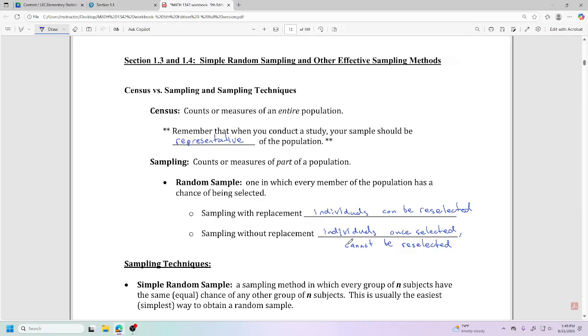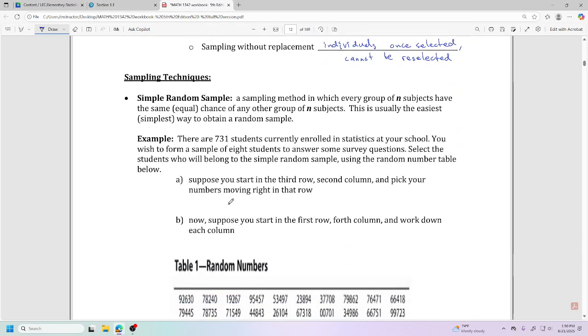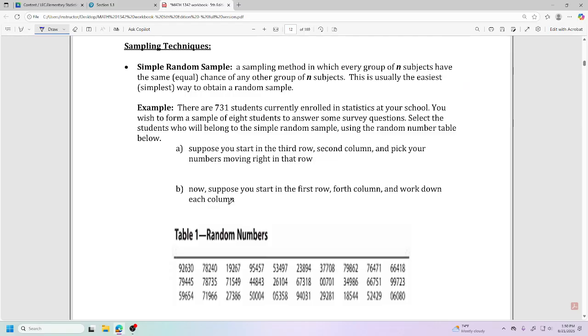I don't think this thing comes up very much. I mean, you could just know that you either select and you can go back in there and select again, or you don't. So I'm going to keep scrolling. All right, so these are the big ones. And the first one is simple random sample.